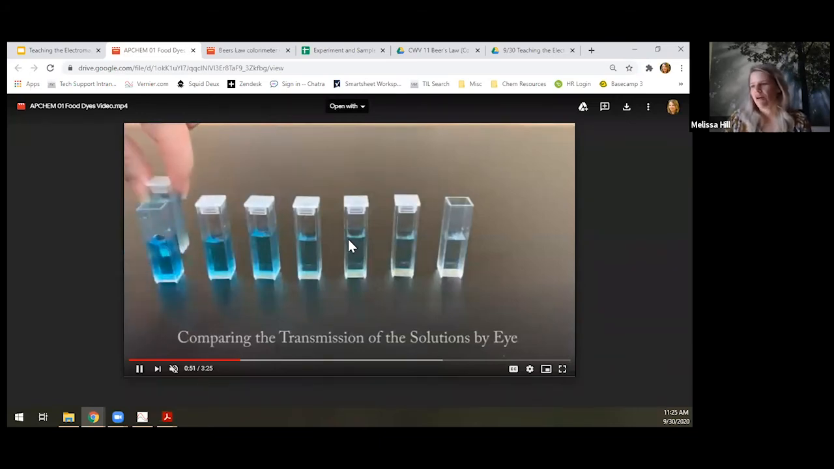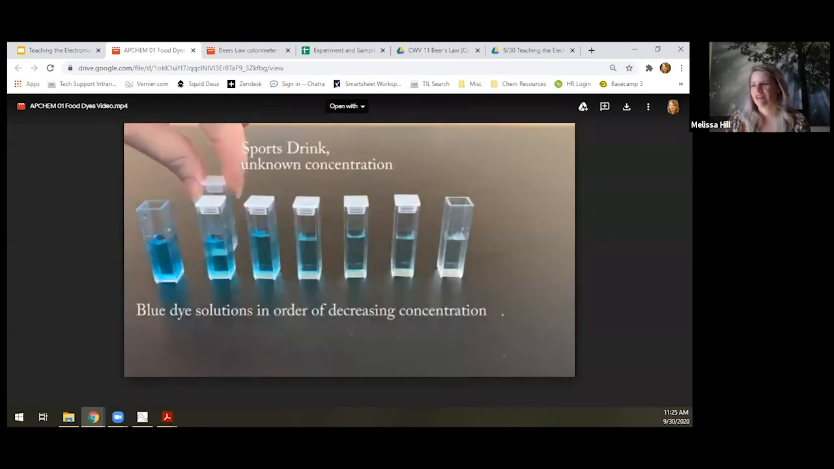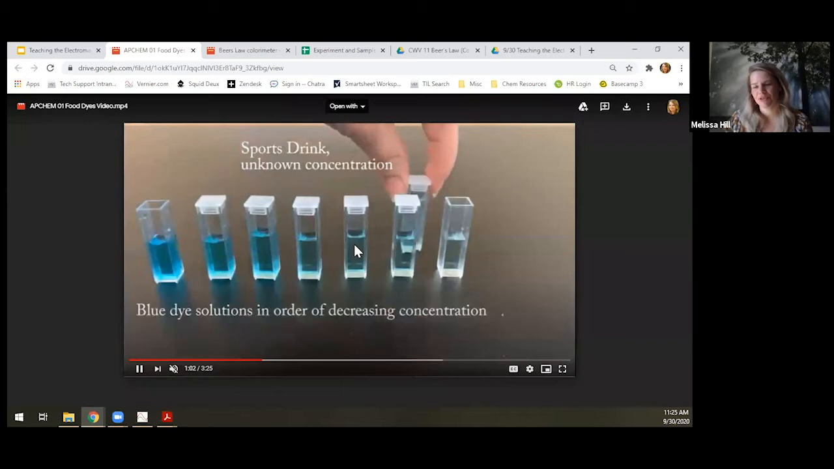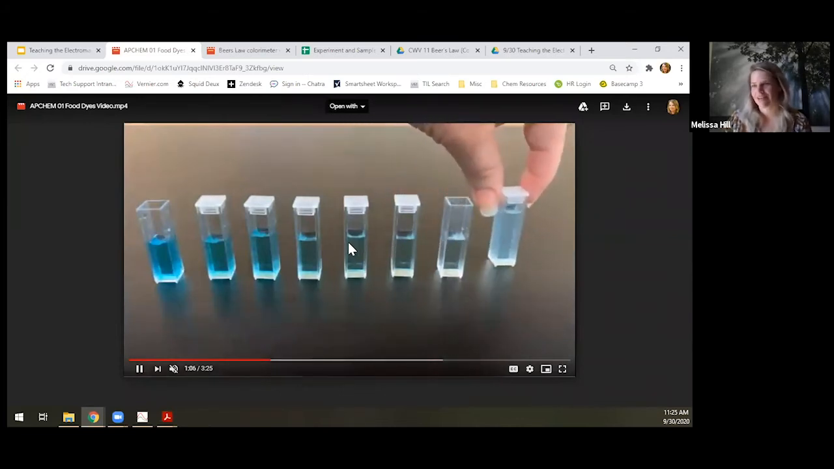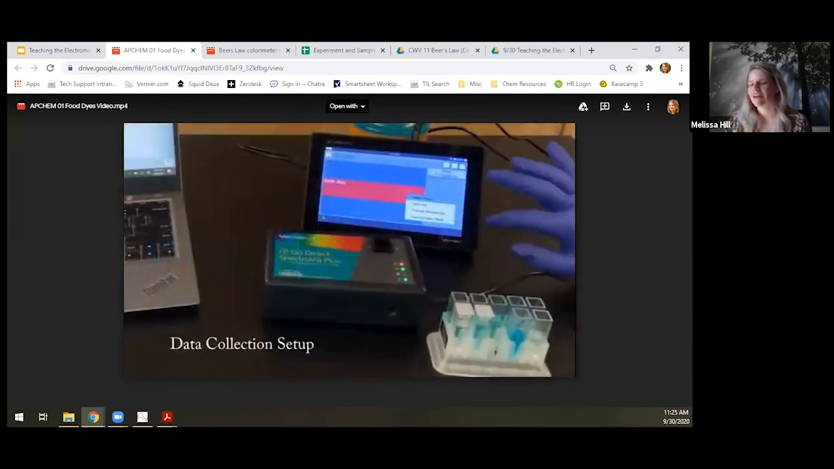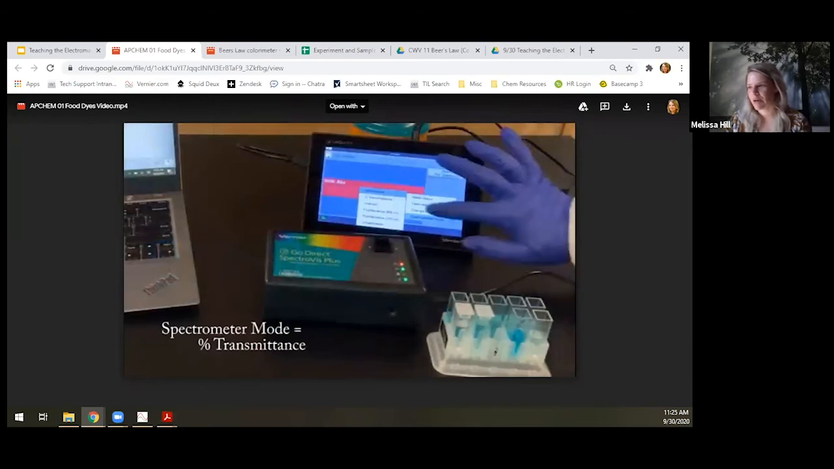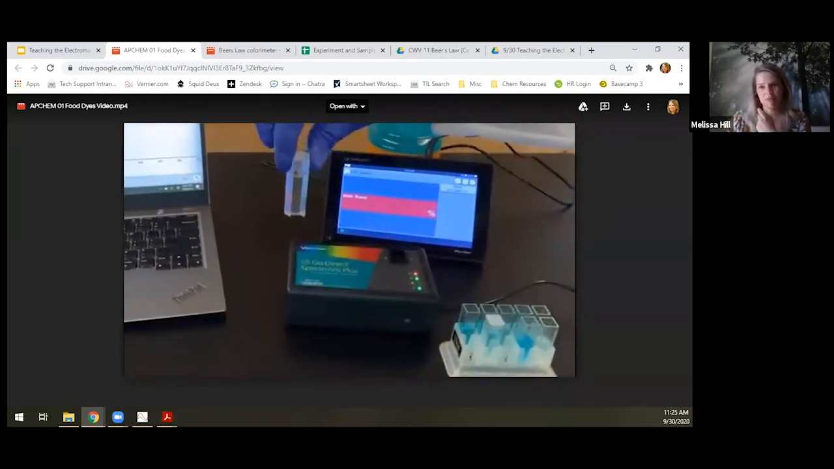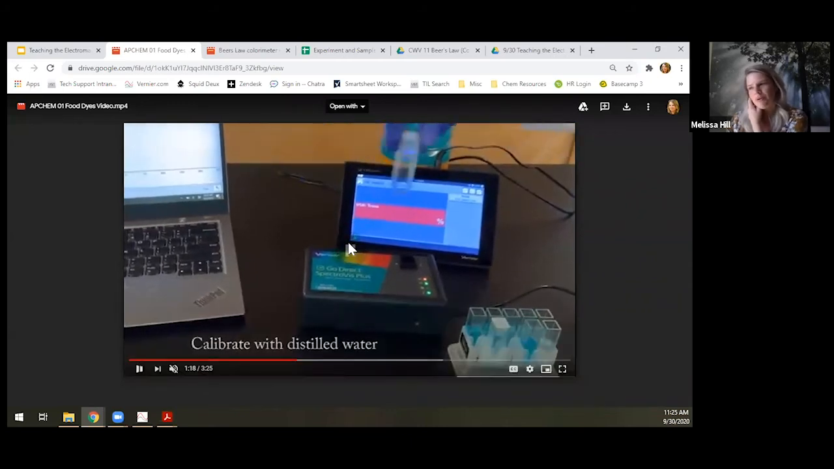Also in this video, I have a little bit of a transmission by eye look, and you could have the students stop here and say, well, there must not be very much in that blue food coloring, just by looking at it with your eye. But we're going to get a little more quantitative, and we're actually going to observe the spectra of the sample. We do need the spectrometer to be in percent transmittance mode.